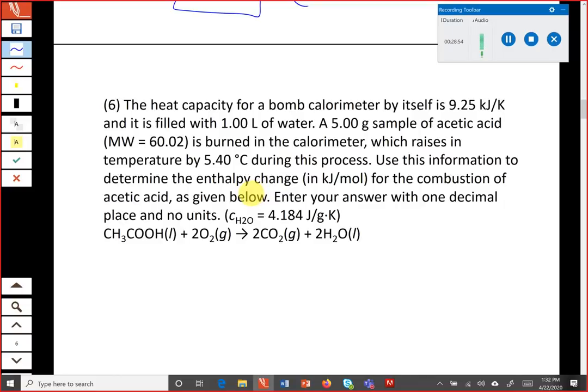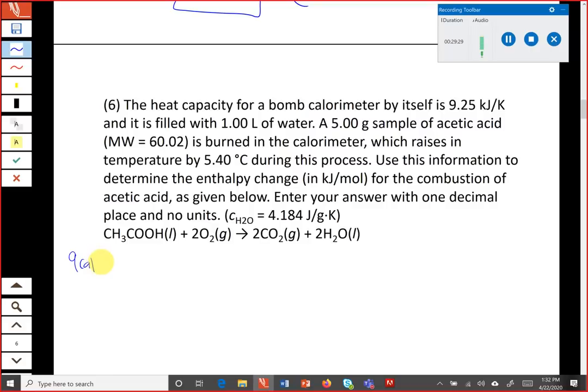Okay, so there's a lot of stuff going on here in these types of problems, but what we're eventually going to want to get to is an enthalpy change for this combustion reaction down here, for the burning of 1 mole of acetic acid. So what we're going to first do is calculate the heat for the calorimeter. That's going to be the first step in these types of calorimetry problems that deal with chemical reactions in a calorimeter, is to calculate Q for the calorimeter.